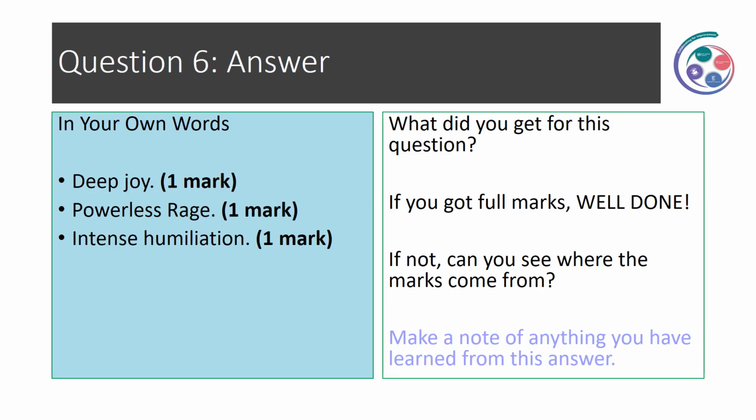Answer to question 6. Your first mark would come from expressing the deep joy that he felt, then the powerless rage, and the intense humiliation. Now you'll notice here it's really important that you get the intensity of each emotion. So it's not just joy, it's deep joy. And it's not just rage, it's powerless rage.